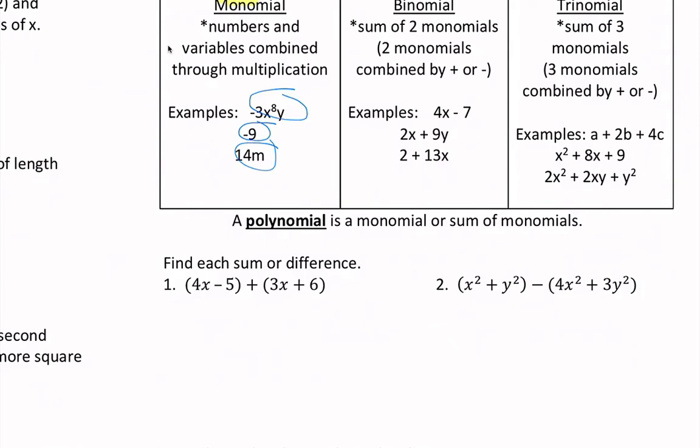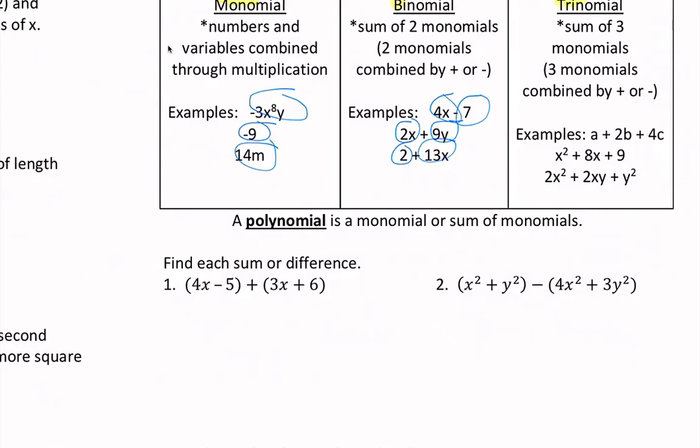So a binomial, bi means two. So here's the difference. Notice I have x's and regular numbers. That's two different things. So I don't care what the two things are, but I know there's two different things, which tells me it's a binomial. So I have x's and y's, two different things, binomial. Regular number and x's, two different things.